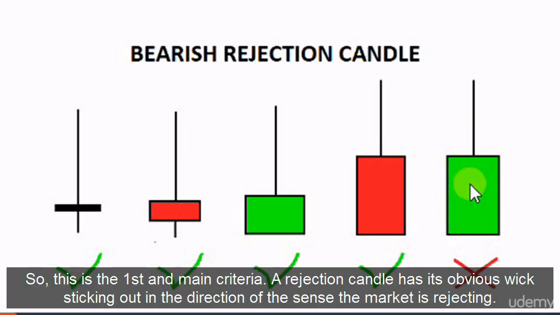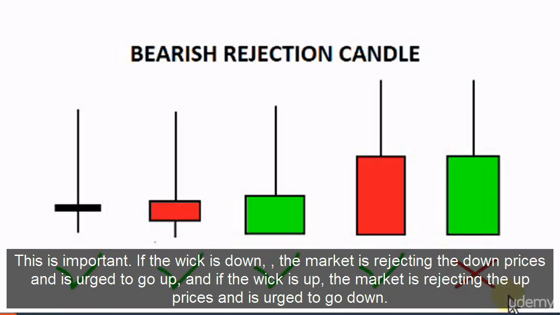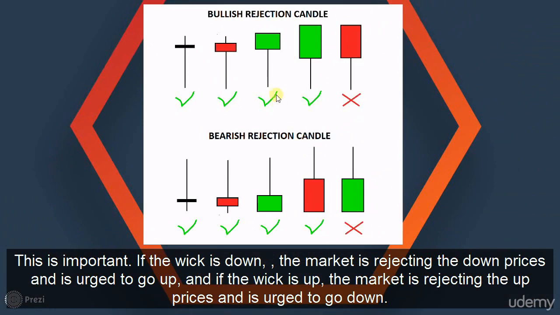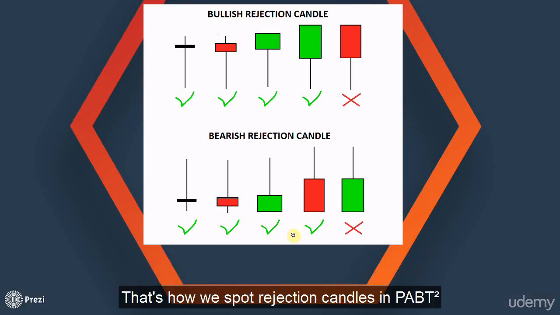Okay, so this is the first and main criteria. A rejection candle has its obvious wick sticking out in the direction the market is rejecting. This is important. So if the wick is down, the market is rejecting the down prices and is urged to go up. And if the wick is up, the market is rejecting the up prices and is urged to go down. That's how we spot rejection candles in PABT Square. Okay, do you understand?